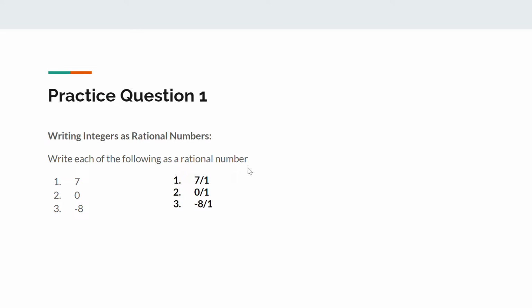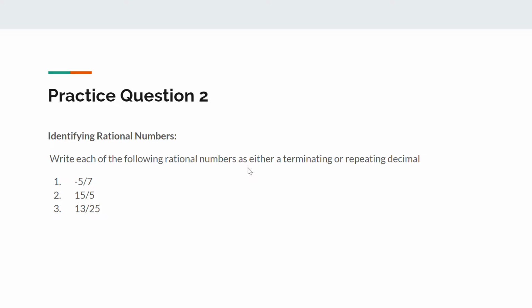And practice question number 2. Identifying rational numbers. Write each of the following rational numbers as either a terminating or repeating decimal. I think you can use your calculator for these questions. Since it's a bit harder than the previous one, I will give you 40 seconds to work on these questions.